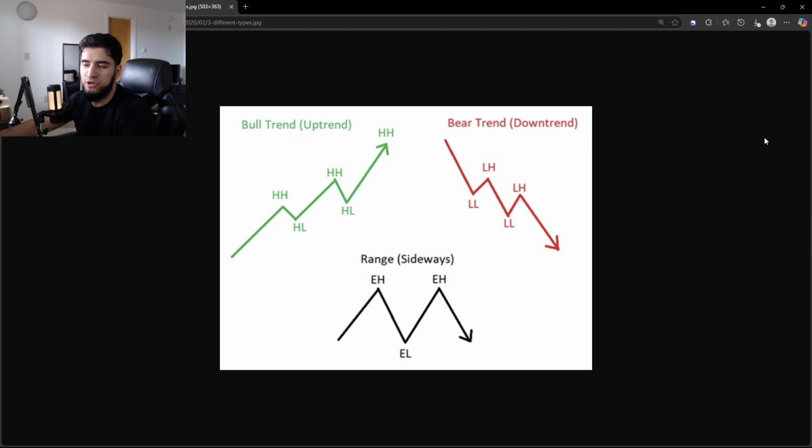Now, what is a bearish trend? It's pretty much the opposite. We start with a high, we make a lower low, a lower high, a lower low, a lower high, and a lower low, and so on and so forth. So you guys get the gist.